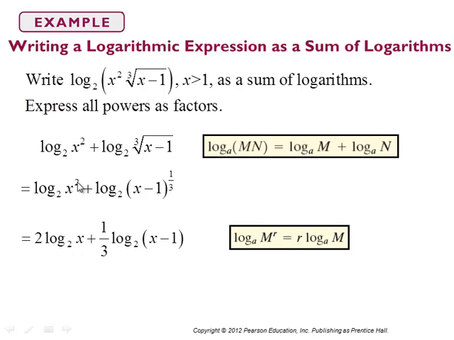So you notice that this exponent of 2 comes down to be a multiplier of the log of x. And likewise over here, this power of 1/3 on the argument is going to come down to be a constant multiplier of the log of x minus 1.